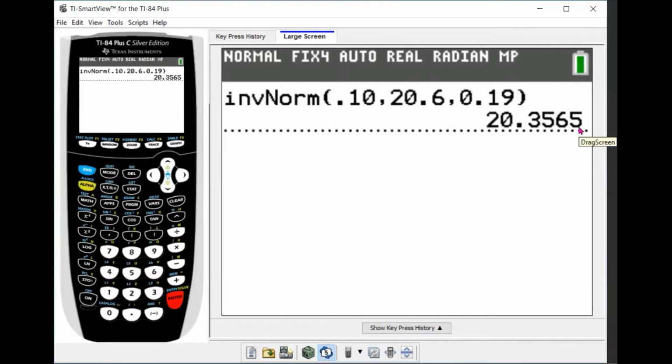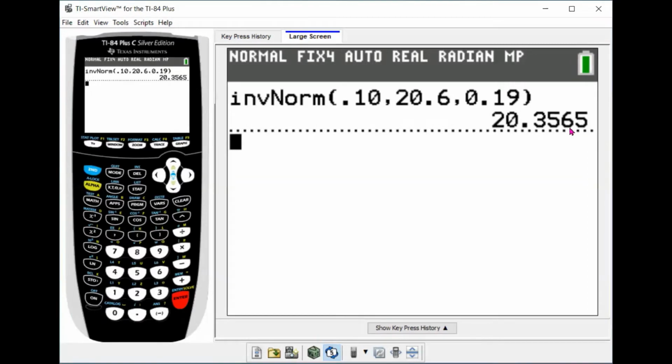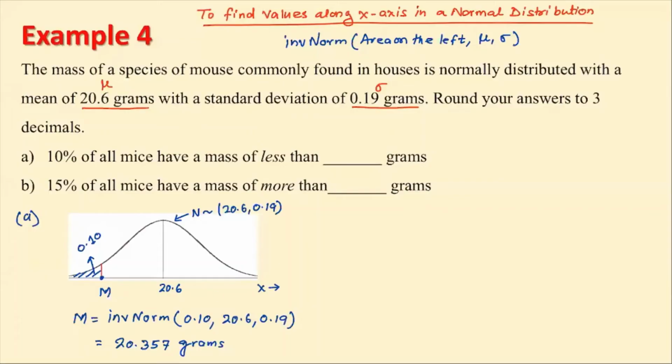So if we enter, we get 20.3565, but we are asked to write up to 3 decimal places only. So it will be 20.357 grams. So we can say 20.357 gram is the cutoff weight for the lower 10% from upper 90%. Or we can say 10% of all mice have the mass less than 20.357 grams. Okay, that is part A.